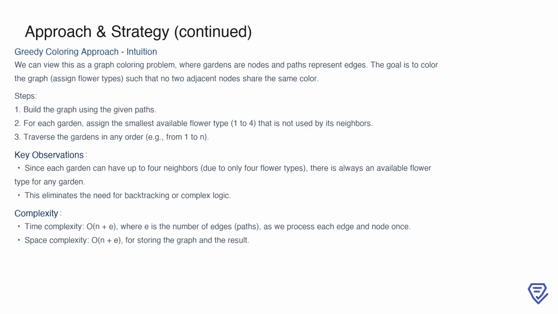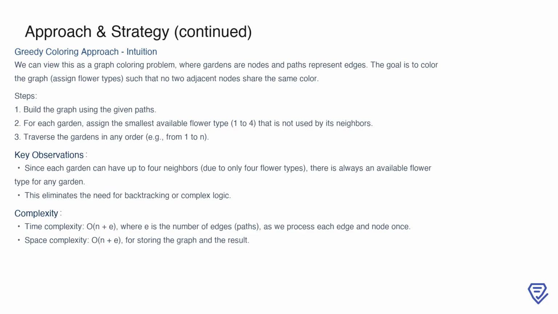To implement this, we first construct the graph from the input paths. Then, for each garden, we assign the smallest flower type available that hasn't been used by its neighboring gardens. This process can be done in any order, such as going sequentially from Garden 1 to Garden n. An important observation here is that, since each garden can have at most 4 neighbors, there will always be at least one available flower type to assign. This makes the approach not only simple but also eliminates the need for more complex logic or backtracking.